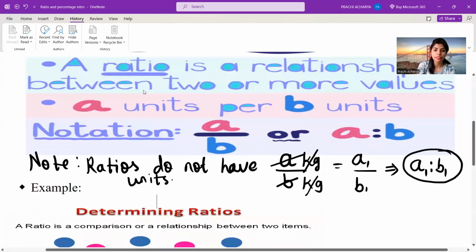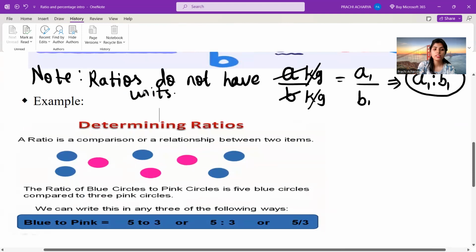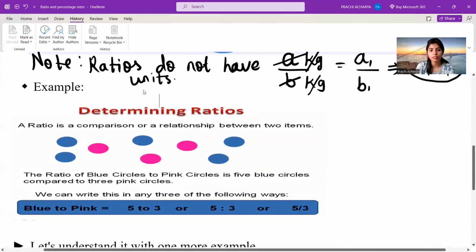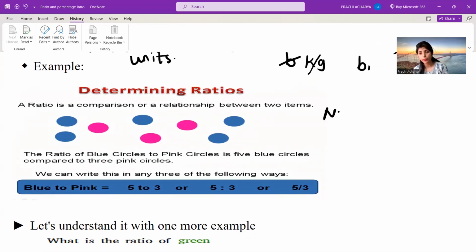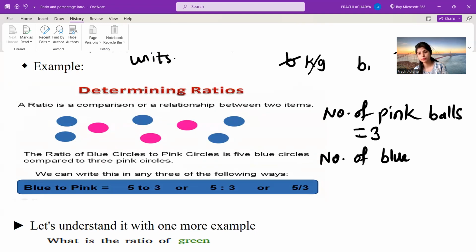Now let's see an example based on this. Consider a situation where I have a combination of pink and blue balls. Let's find the number of pink balls. How many are those, children? 3, correct? And the number of blue balls equals, we'll count 1, 2, 3, 4, and 5. So 5. Just as we have seen, we'll try to put it into the definition of ratios.